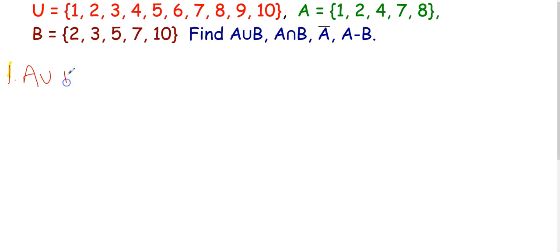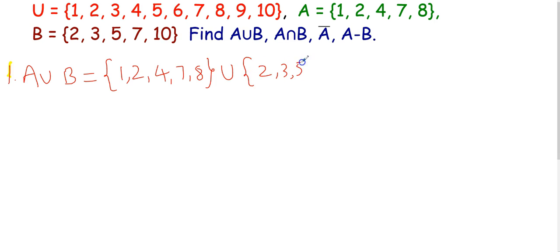A union B. In order to find the union between those two sets, right away I'll copy all the elements of A here. That is 1, 2, 4, 7, and 8. Union, I have 2, 3, 5, 7, and 10. These are the elements in set B.